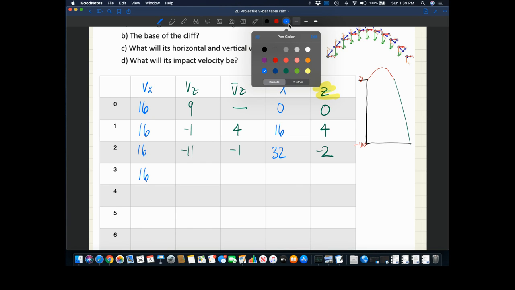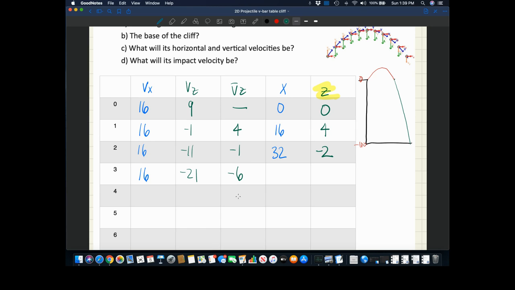So after 3 seconds, Vx is 16. VZ is changing by 10, so that becomes minus 21. The average velocity in the Z becomes minus 6. And again, that's minus 21 plus 9 is minus 12. Minus 12 divided by 2 is minus 6. And the horizontal distance is 48. And our vertical distance is minus 6 times 3, which is minus 18.